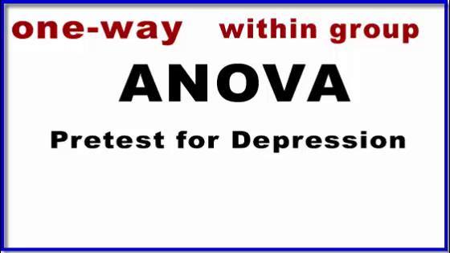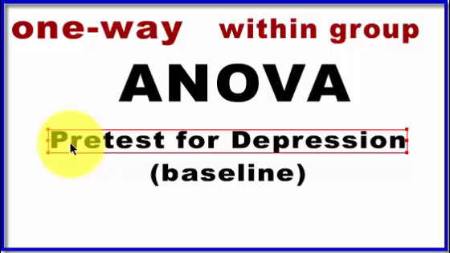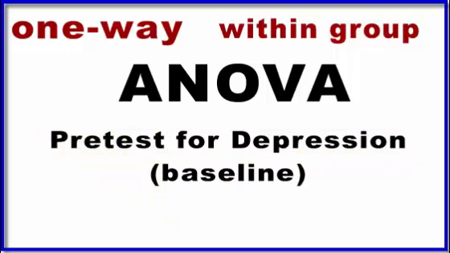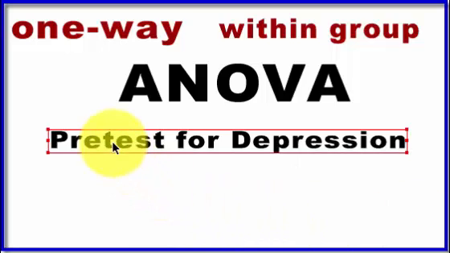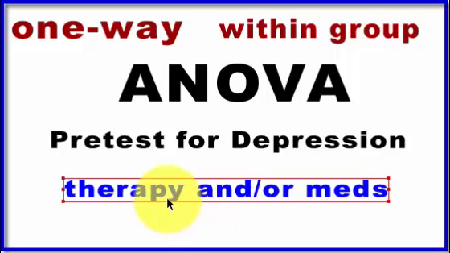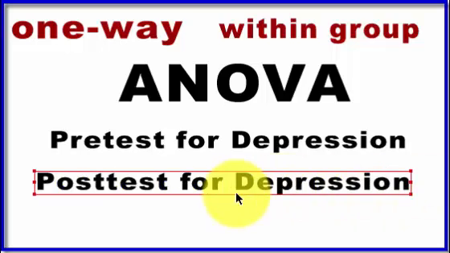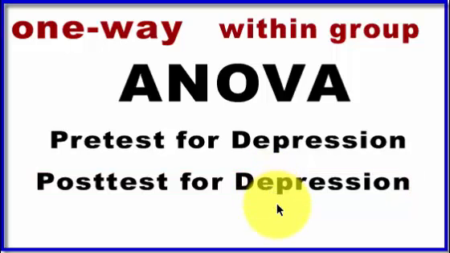Here's a good example. Let's say you take 100 people and you give them a pre-test for depression. That is what we call a baseline score. Anything that you measure before any kind of treatment or therapy is called baseline. Then you did something. You did therapy and or meds, trying to reduce the depression. And after your therapy, you give them a post-test for depression. Hopefully these scores went down if the therapy or the meds worked.